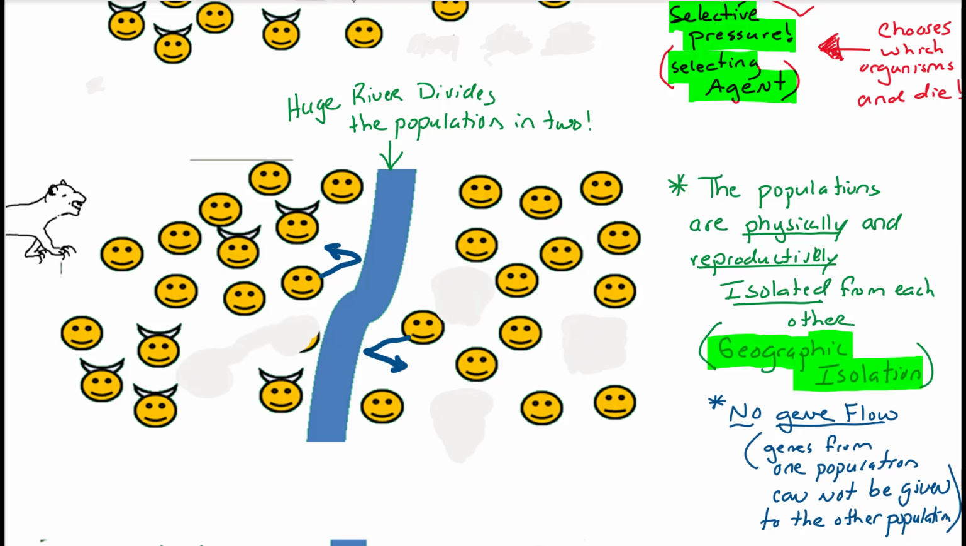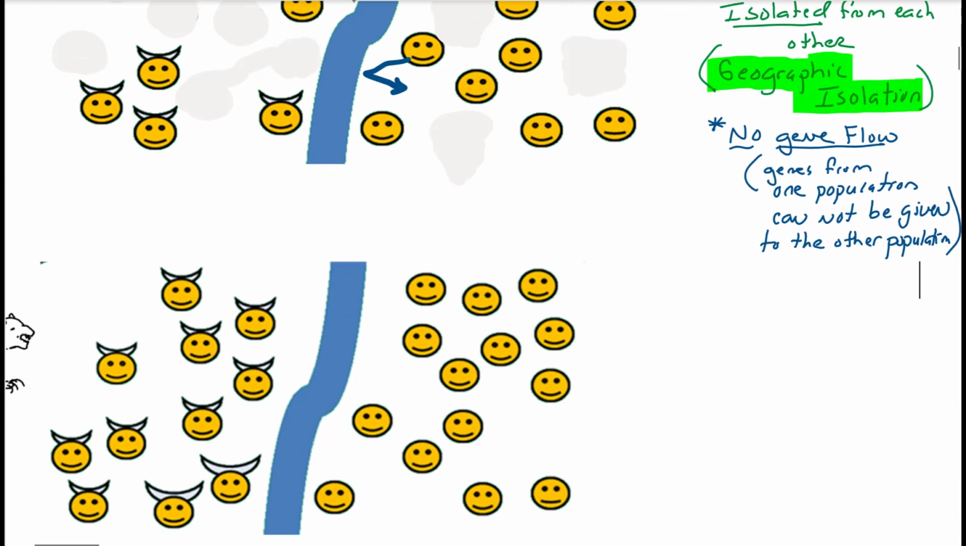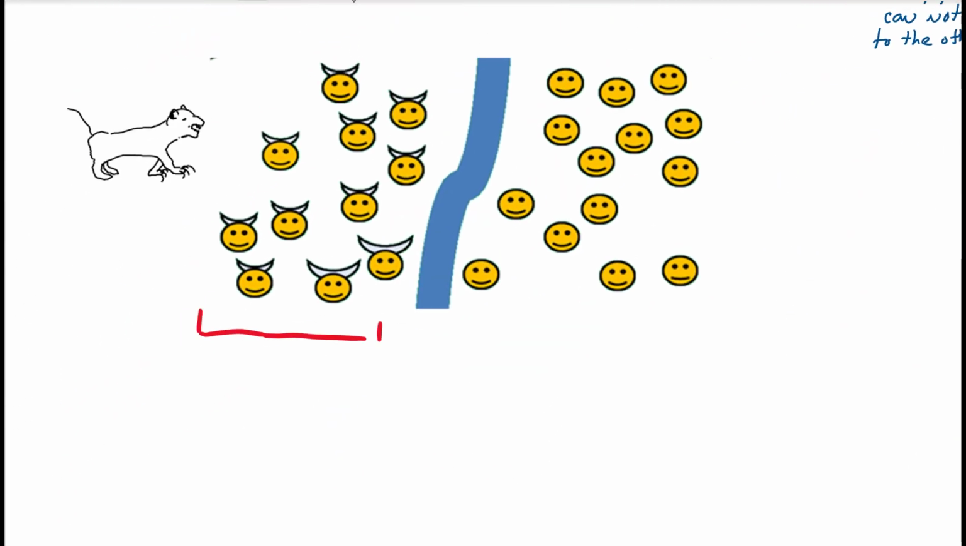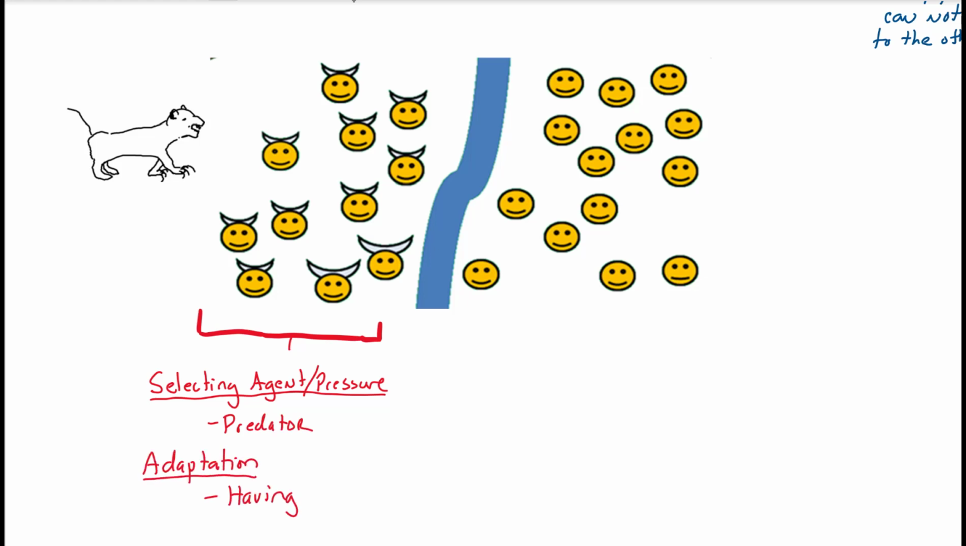And it looks like on the right side and the left side, certain bulls are dying. Different bulls, leading to different populations. That means there must be different selecting agents or different selective pressures. On the left, clearly it's the predator. The adaptation definitely is having horns that help them survive.